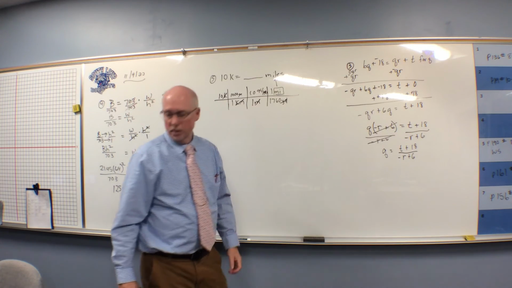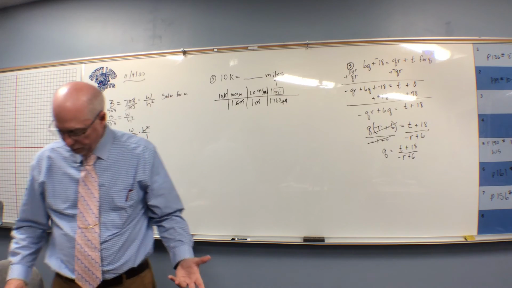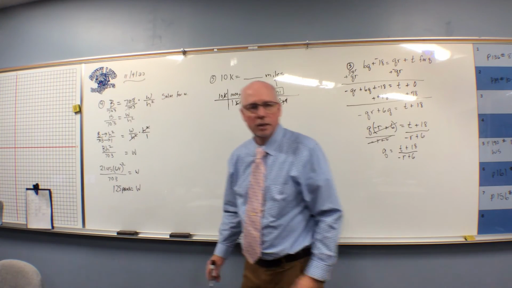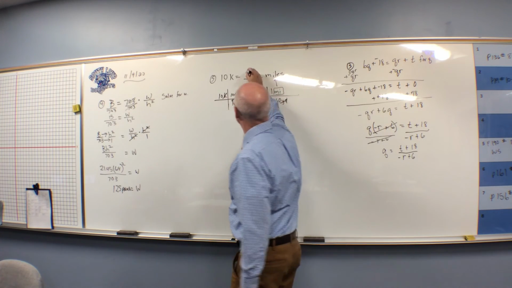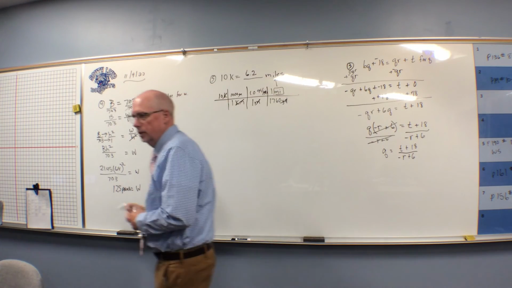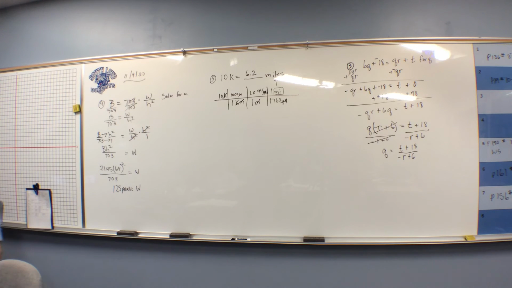So how many miles approximately, to the nearest, I don't know, let's go tenth. How many miles is it? If I take 10 times 1,000, it's 6.2. You should get 6.2 miles. Yeah, 6.2. Okay, 6.2.